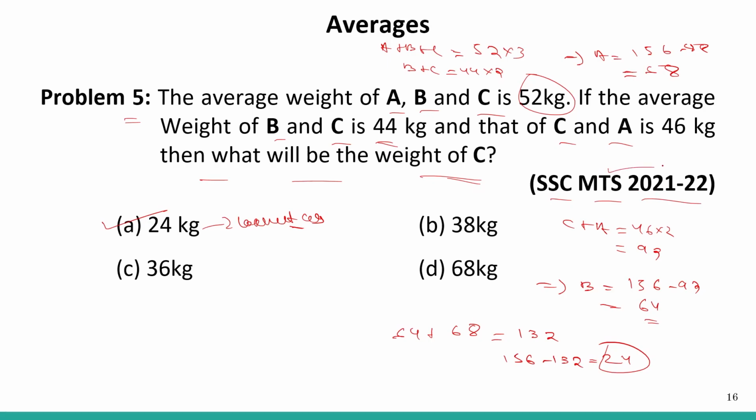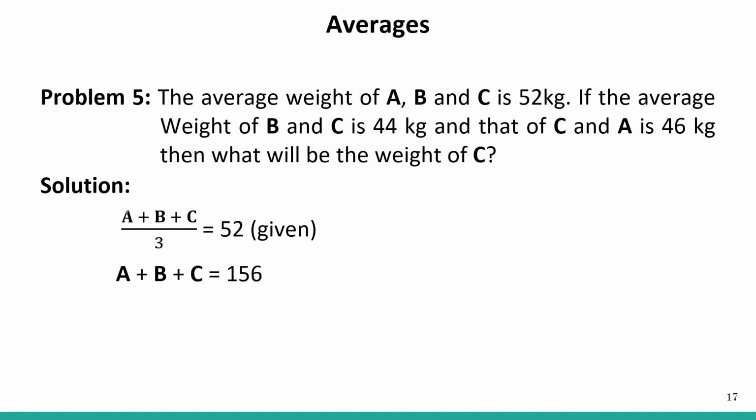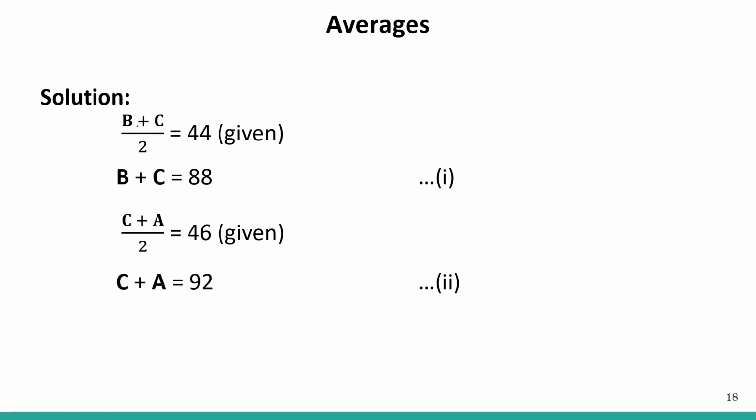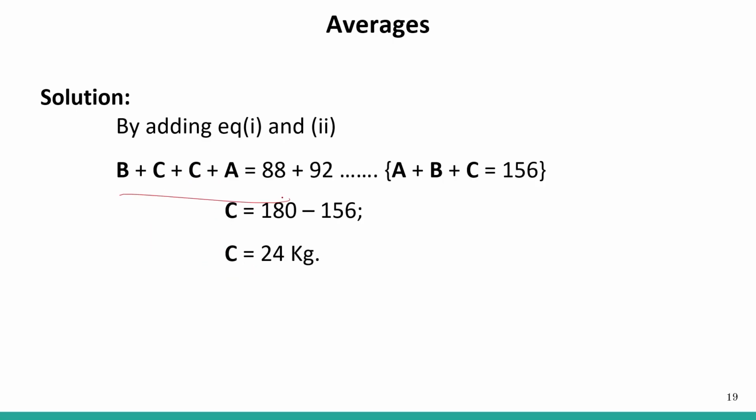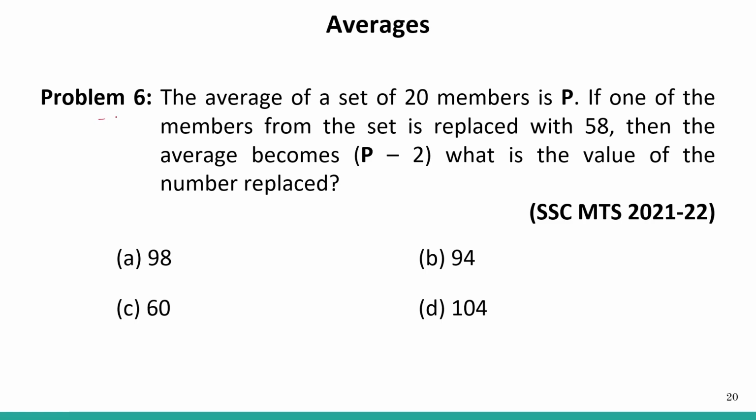This question has appeared in the MTS 2021-2022 paper. So let's see the step-by-step solution. A plus B plus C by 3 is equal to 52, so A plus B plus C is equal to 156. B plus C by 2 is equal to 44, so B plus C is equal to 88. C plus A by 2 is equal to 46, so C plus A is equal to 92. So adding these terms, what we are left with is C is equal to 24, as you can see here. So let's see problem number 6.